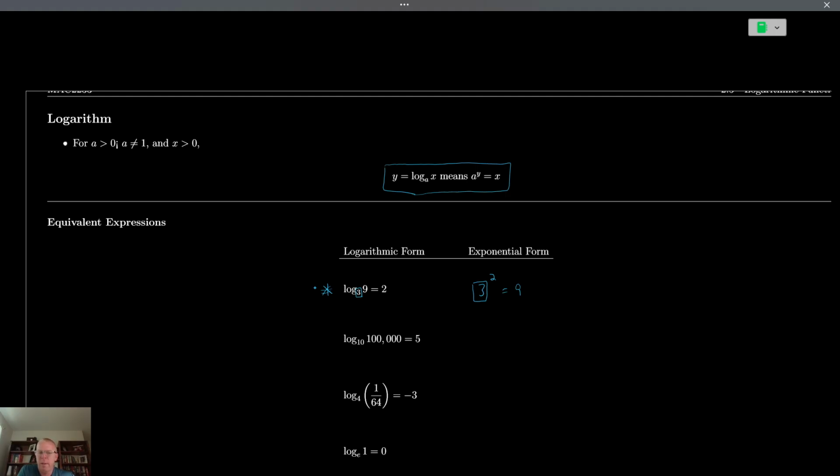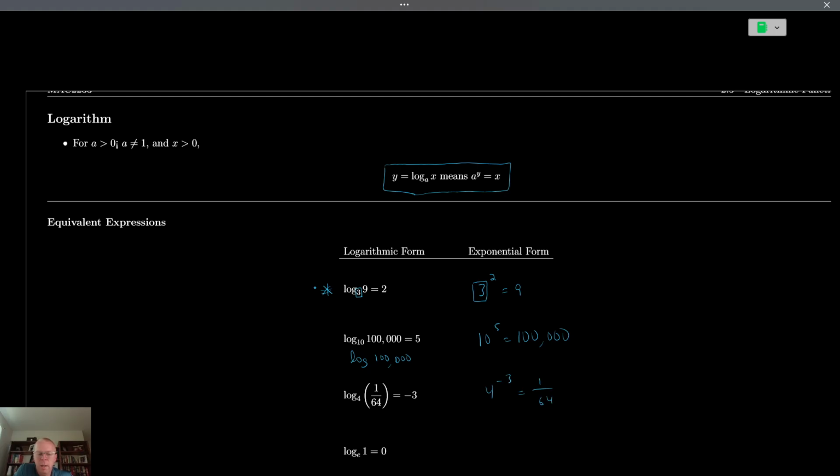All right, so log base 10. Most of the time we don't write the base 10. We would just write this as log of 100,000. If you put in your calculator log of some number, the base is assumed to be 10. So we could write this equivalently as 10 to the 5th equals 100,000. Similarly here, we could write this as 4 to the negative 3 equals 1 over 64.